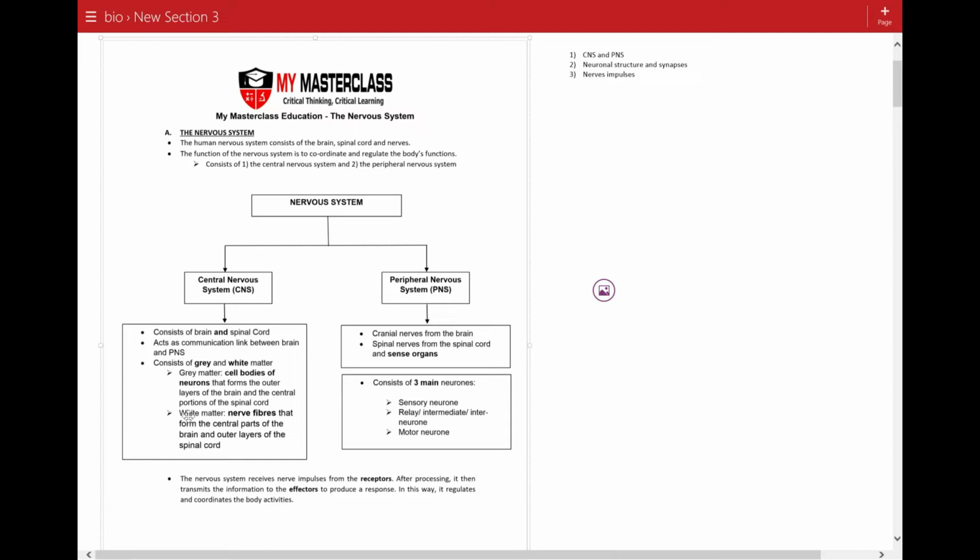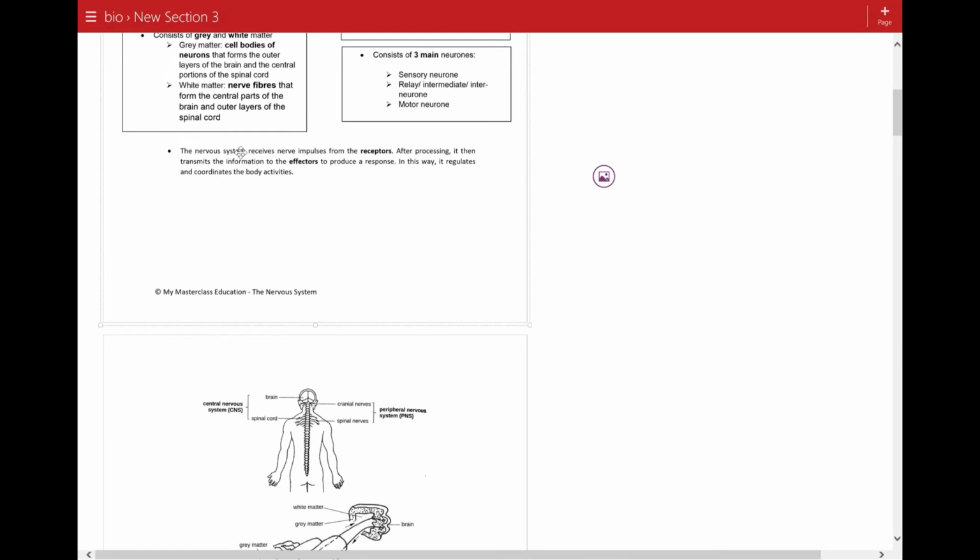White matter is due to the nerve fibers that aggregate together. Nerve fibers typically have a fatty layer, and the fat layers are the ones that give it that white color.